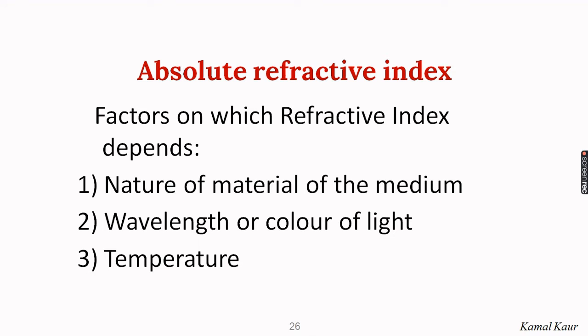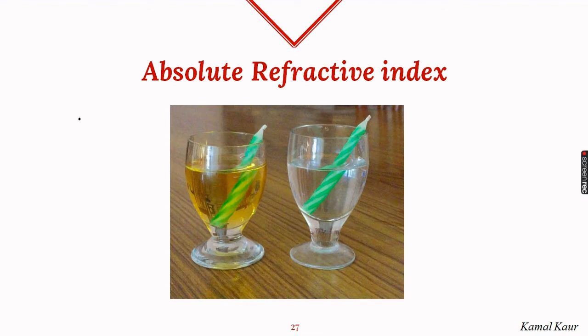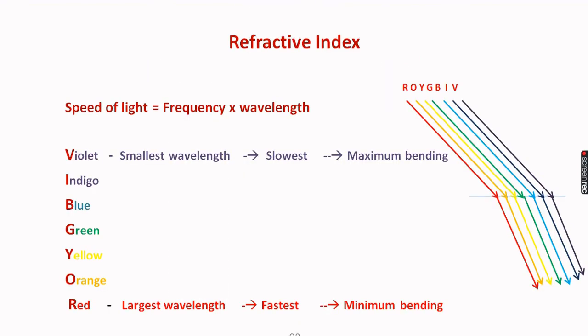The factors on which this absolute refractive index depends are the nature of the material of the medium, the wavelength or color of light, and temperature. So let's first see the nature of the material of the medium. Now here there are two different media. We see that in this case bending is less, meaning the refractive index of this medium is lesser. Here bending is more, so the refractive index of this medium is more. So different optical media have different refractive indices. So the first factor depends upon the nature of the material.